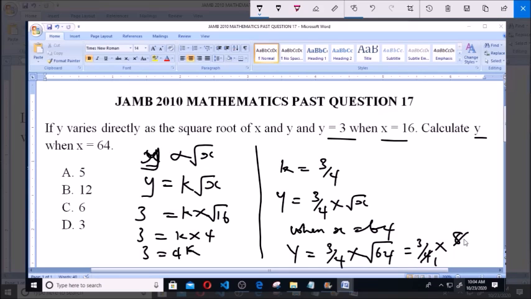Now 4 into 8 is 2. 3 times 2 will be equal to what? 6, meaning that when x is equal to 64, y is equal to 6, and that is option C.